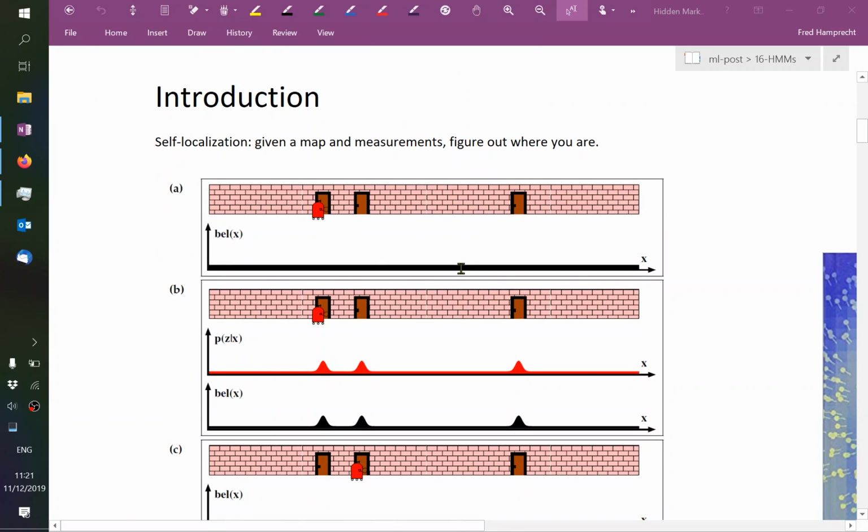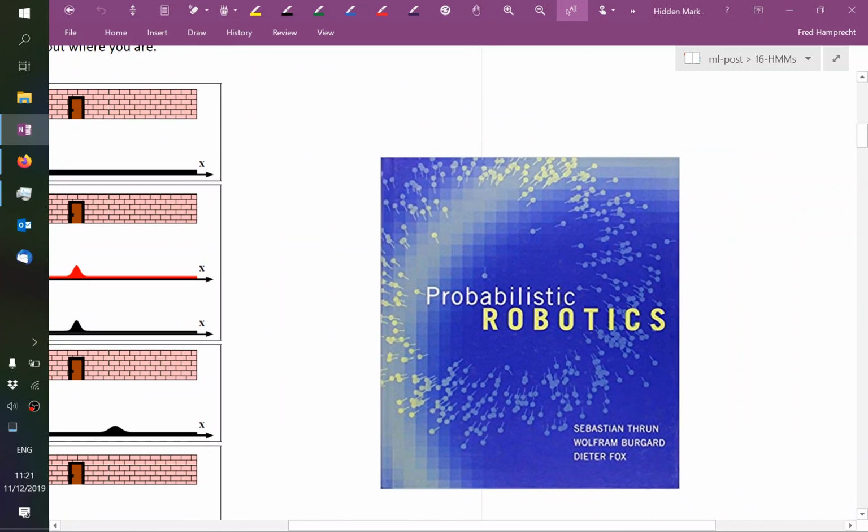So I'll start with a sketch. This is from this book, which you see here. Slides are in the public document by Sebastian Thrun, Wolfram Burgard, and Dieter Fox.